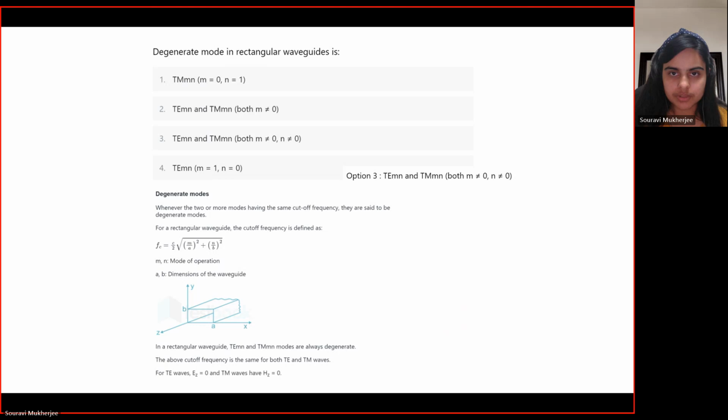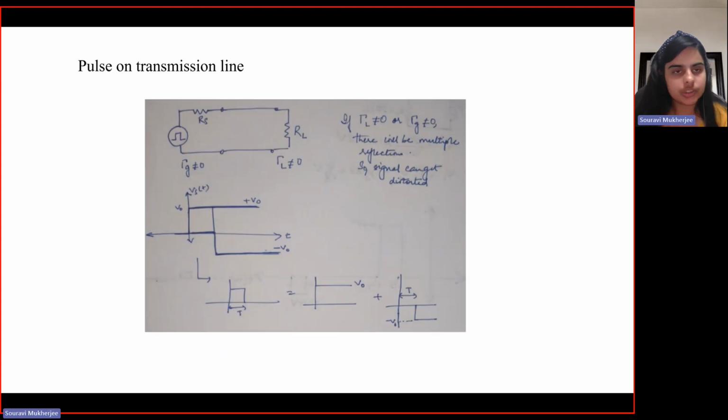Okay. So now this is another concept. Till now you have been discussing waveguides. This is another important thing about transmission lines that we are trying to discuss now, which is about pulse on transmission line.